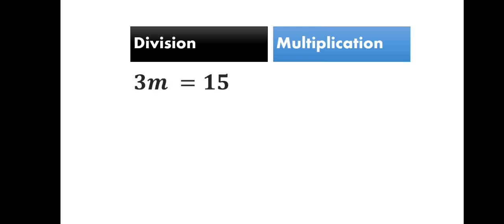Now let's look at another question. We have 3m equals 15. This is the second answer we had in our second example in episode 1, so we are solving further. Remember, we break this down: 3 times m is 3m, and 5 times 3 is 15. We can see that the bond between 3 and m is multiplication, and the bond between 3 and 5 is multiplication. For us to break this bond, we have to introduce the opposite of multiplication, which is division.